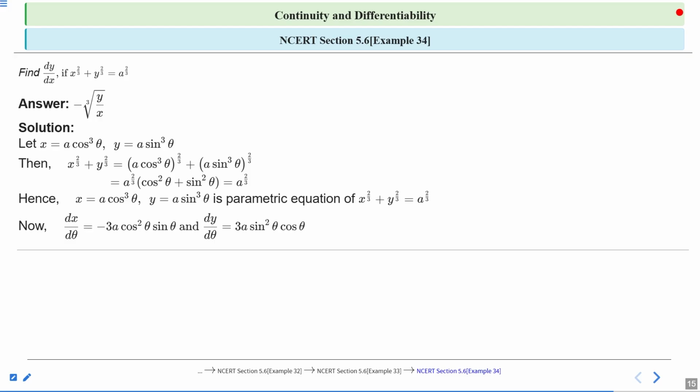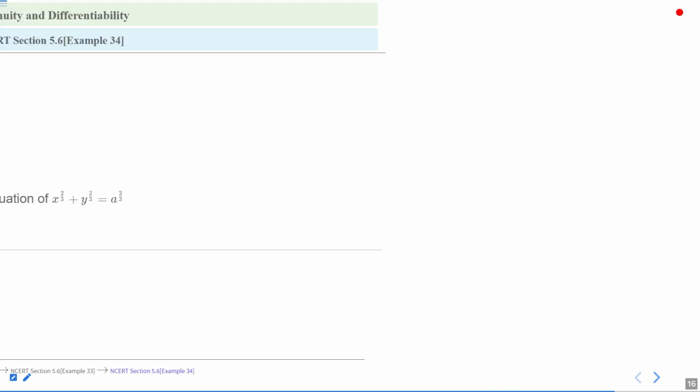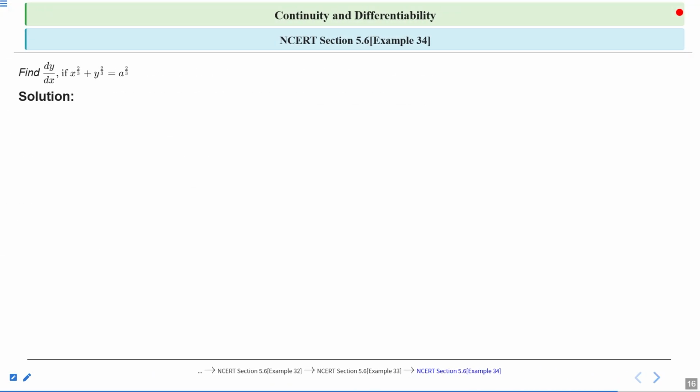dx by d theta will be equal to minus 3a cos square theta sin theta, as we can differentiate x in terms of theta. And dy by d theta will be equal to 3a sin square theta cos theta, right? Therefore, dy by dx will be equal to dy by d theta upon dx by d theta, which is equal to 3a sin square theta cos theta upon minus 3a cos square theta sin theta, which will be equal to minus of tan theta, right?